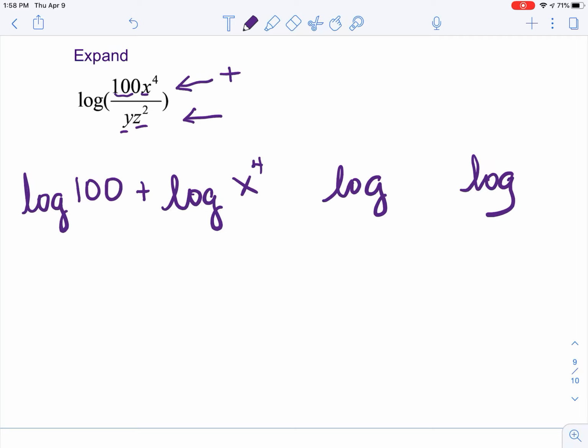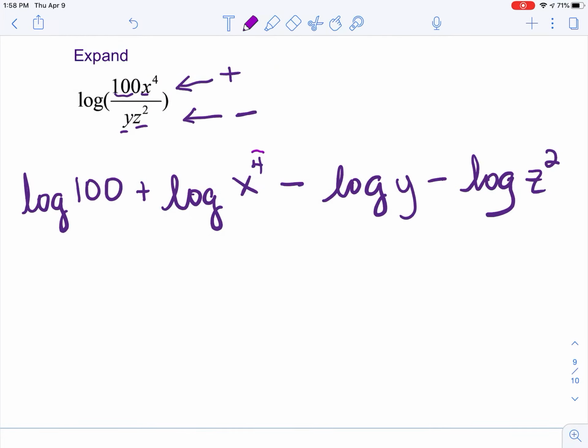Anything that is in the denominator, because it's in the denominator, is going to have a minus sign. So minus log y minus log z to the 2nd power. Even though my y and my z squared are multiplied in the denominator, since they are in the denominator, they have minus signs in front of them.